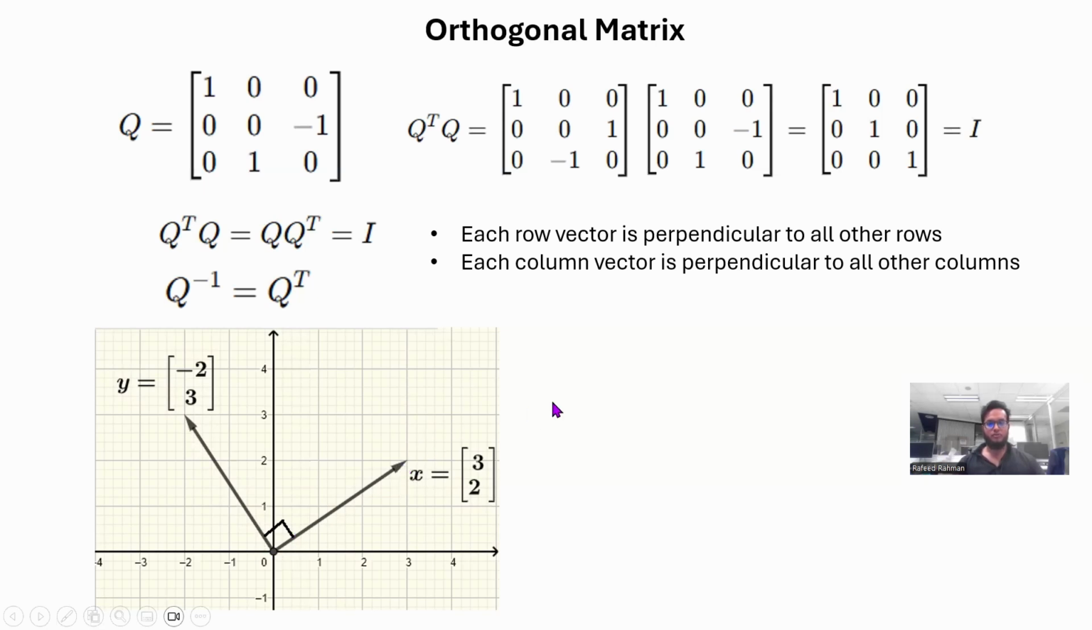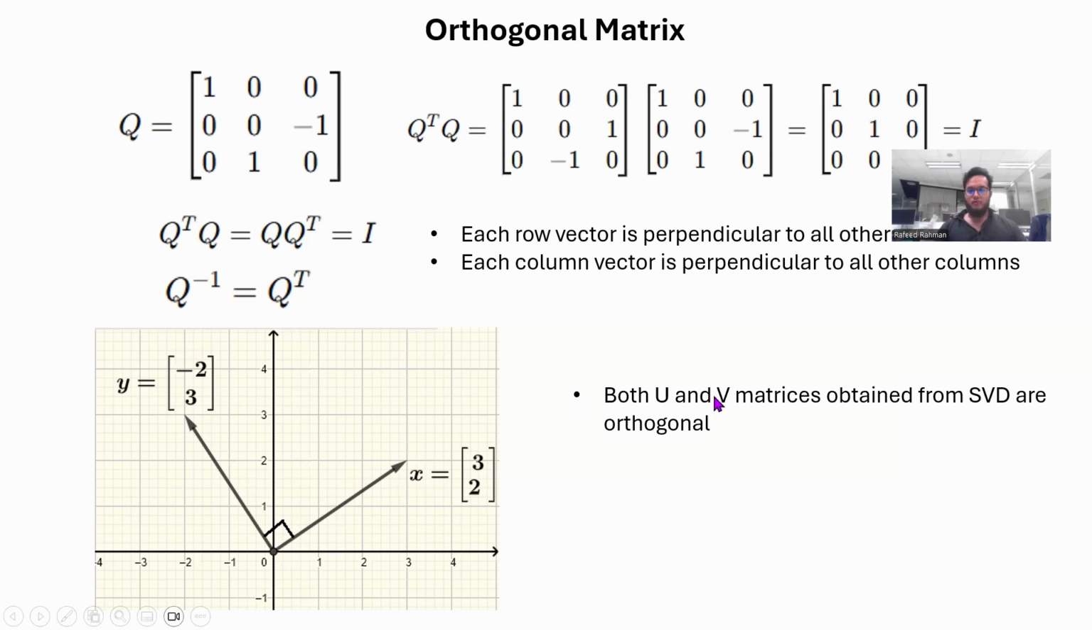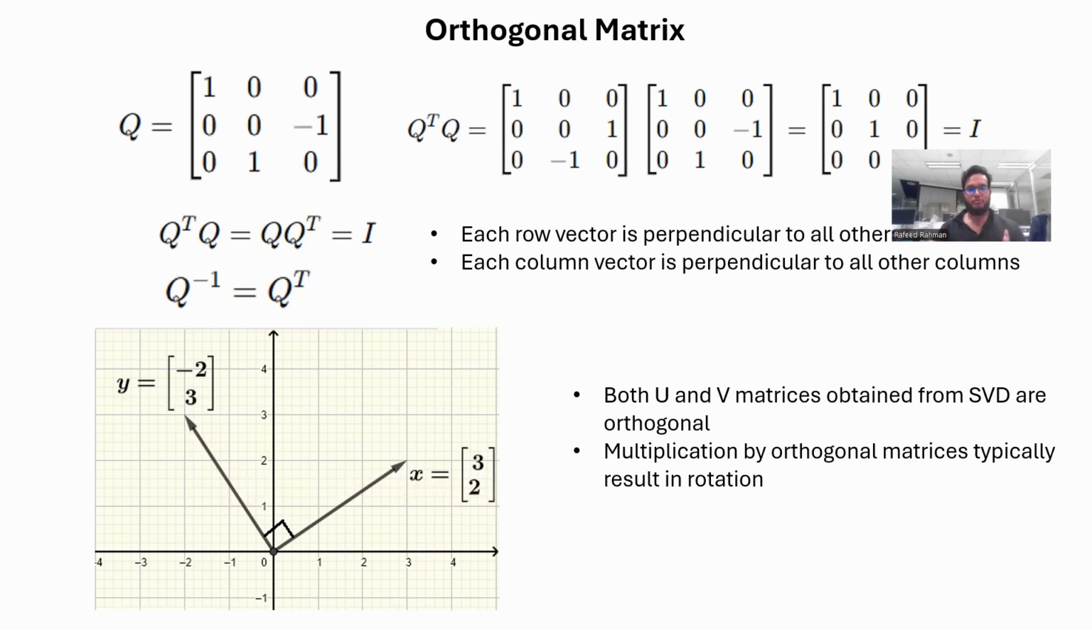That means orthogonal vectors. So the U and V matrices that we obtained previously, on the previous slide, for rotation, scaling, and rotation, those U and V are both orthogonal. That is number one. And number two is that orthogonal matrices are typically used for rotation. So if you multiply some object with an orthogonal matrix, then there will likely be a rotation in that object.